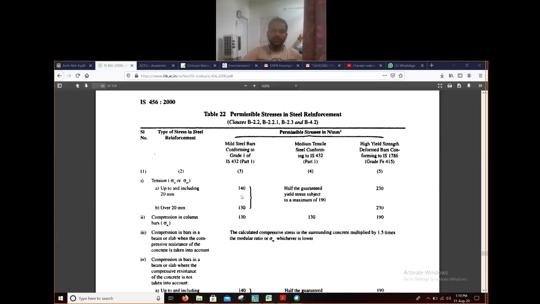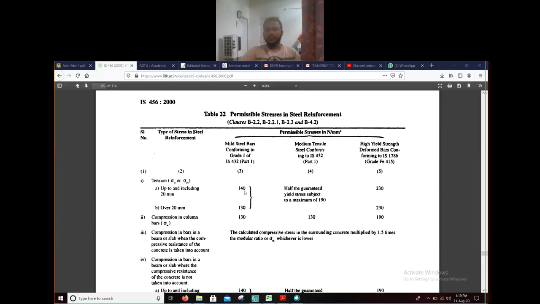I think all of you have understood how to choose this value. Do you understand what I am saying? When we solve the numericals, it will be more clear. But for now just listen to this: if you are using a mild steel bar of more than 20 millimeter diameter, then we will choose the value 130. And if you are using a mild steel bar of less than 20 millimeter diameter, then the value of sigma st will be 140.